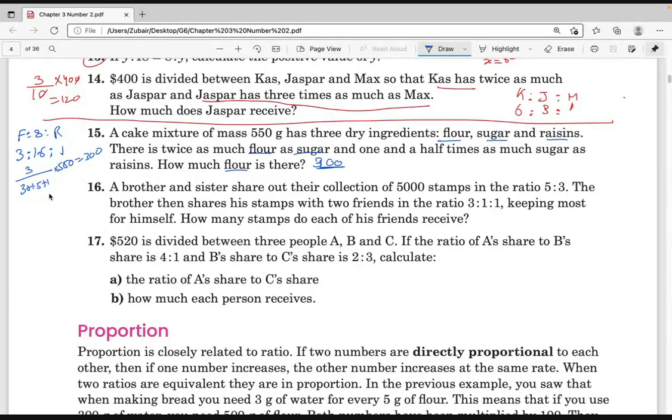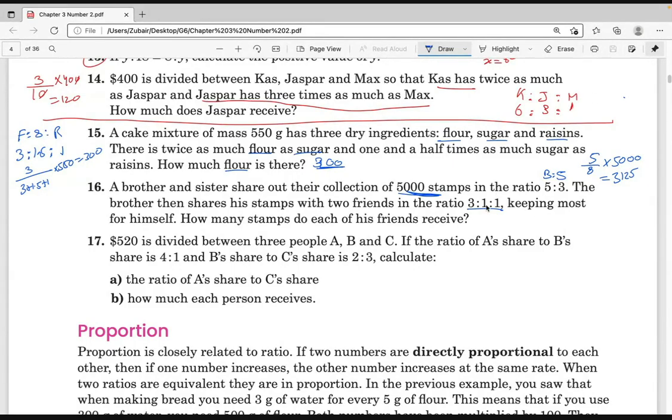Number 16. A brother and sister share out their collection of 5,000 stamps in the ratio 5 to 3. The brother then shares his stamps with two friends in this ratio, keeping most for himself. So the first one is for himself. How many stamps does each of his friends receive? First of all, I need to know how much the brother has. He has 5 out of 8 of those 5,000 stamps. So 5 divided by 8 times 5,000. I'm getting 3125.